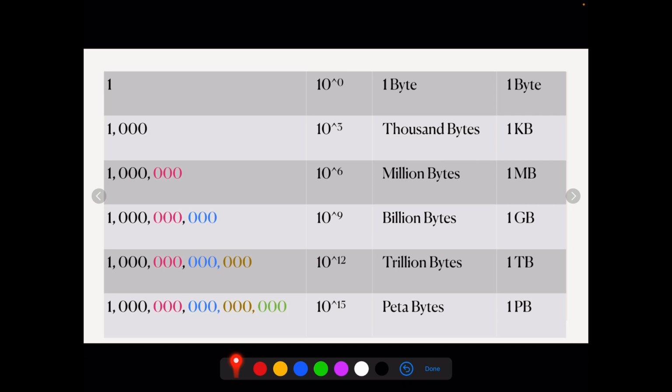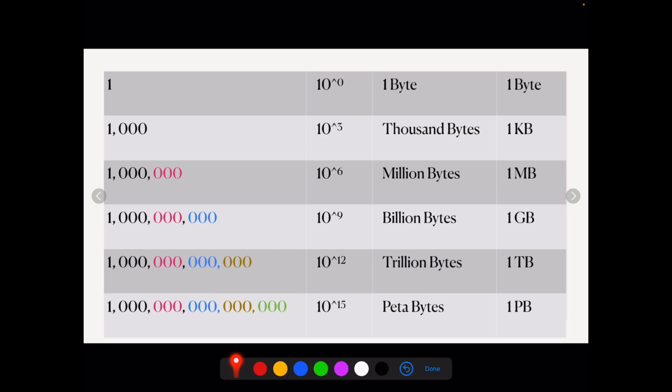Similarly, 1 MB will have 3 additional zeros from the previous one, which is KB. So in KB, if we add 3 additional zeros, it becomes a million bytes, same as the number system. 10 to the power 6 is 1 million. So it is a million bytes, which is the representation of 1 megabyte. You can remember it like that as well: 1 million bytes equals 1 megabyte.